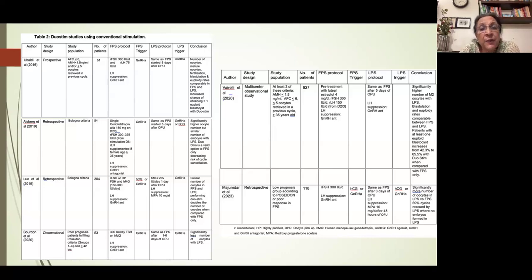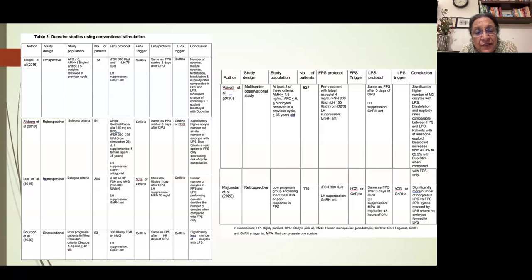Then Alsberg said significantly higher oocyte number, but similar number of embryos with LPS. Diostim is a valid option to FPS only, decreasing risk of cycle cancellation. Then Liu et al. said similar number of oocytes in FPS and LPS, performing Diostim doubles the number of oocytes when compared with FPS only.